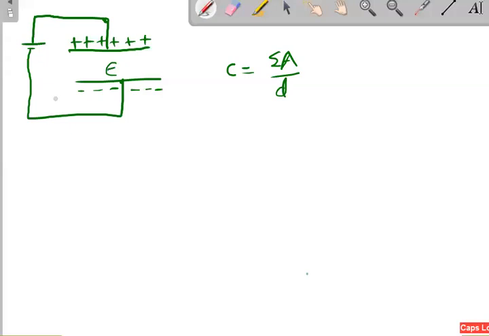In general, epsilon is equal to what? Epsilon naught into epsilon R. Please clearly note down, if epsilon is constant and D is constant, your capacitance value is directly proportional to A. That means if you want to store more charge, the area of the plate has to be high.